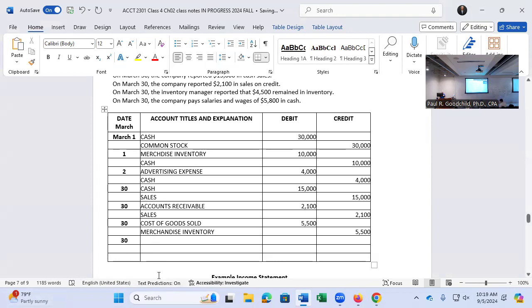And then the last entry, the company pays salaries and wages of 5,800 in cash. So we have salaries and wages expense, cash, for 5,800.